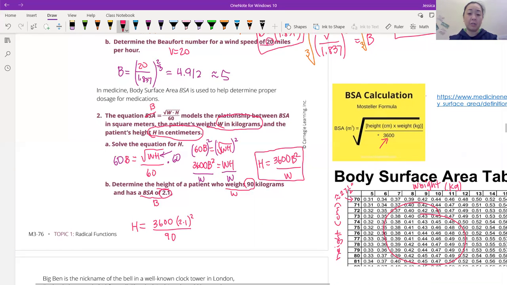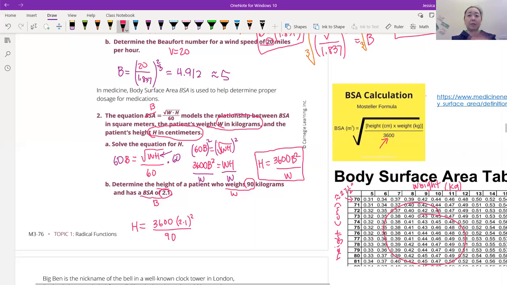The body surface area chart, or if they have it in their brain, they could just put this in the calculator and you could figure out what the BSA is. Okay, and then that would determine the dosage, because they don't want to give you too much and they don't want to underdose you, so it's not effective. So they need those things.